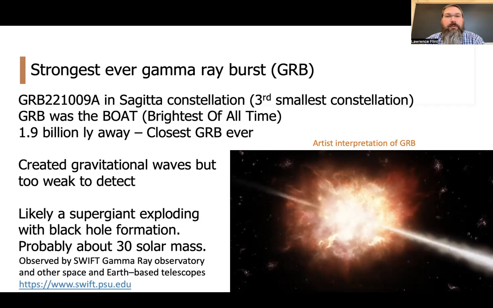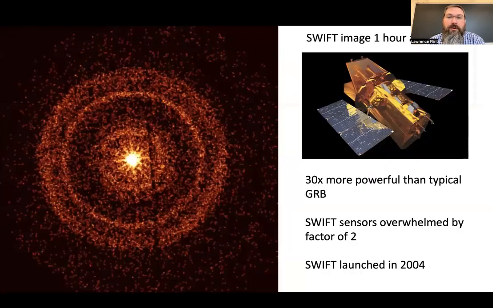And the mass of that would be about 30 solar masses. That kind of event would create gravitational waves, but they were too weak to detect. The event was seen by the Swift Gamma Ray Observatory and other observatories based on Earth. I put a little link there to the Swift Mission Control, which is actually at Penn State University at the University Park campus, which is only like an hour away from here.